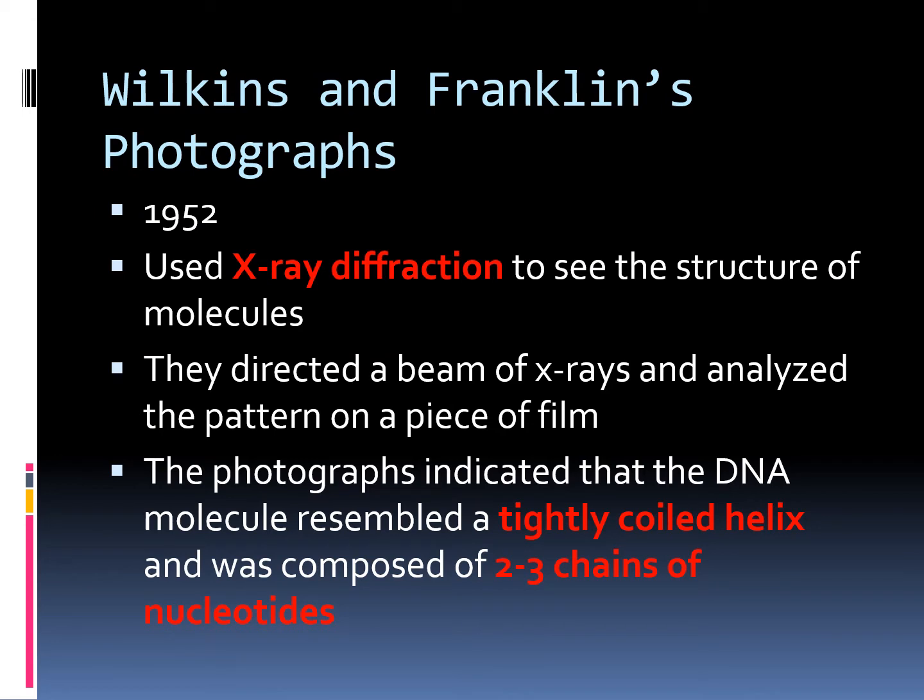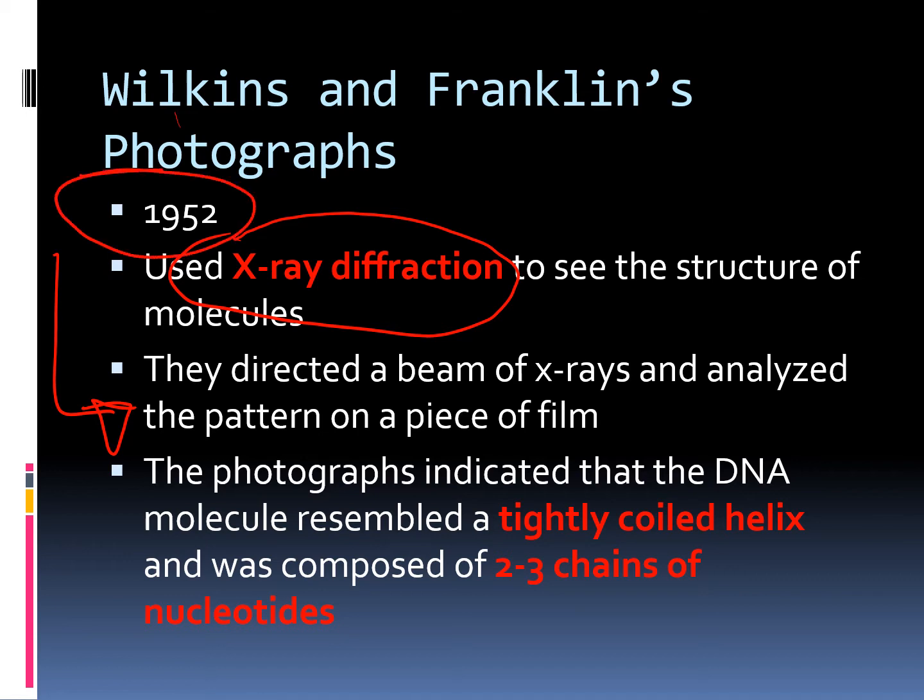Wilkins and Franklin. So Rosalind Franklin, all that type of stuff. Photographs: they used X-ray diffraction to see the structure of molecules. They directed a beam of X-rays and analyzed the pattern on a piece of film. The photographs indicated that the DNA molecule resembled a tightly coiled helix and was composed of 2 to 3 chains of nucleotides. So this is back in 1952, guys. That's kind of crazy, not gonna lie.